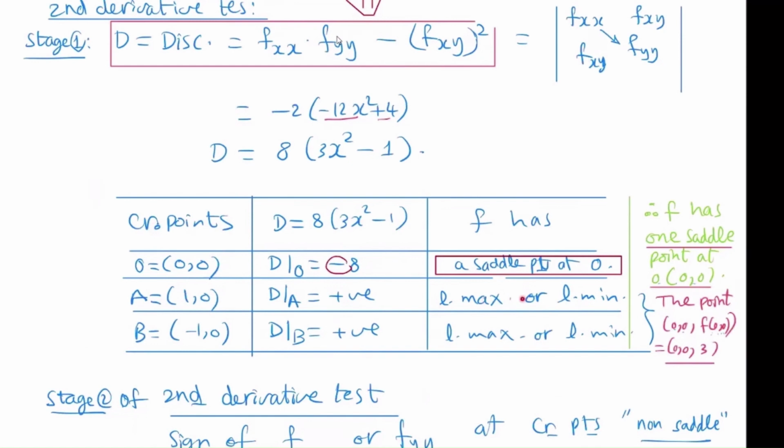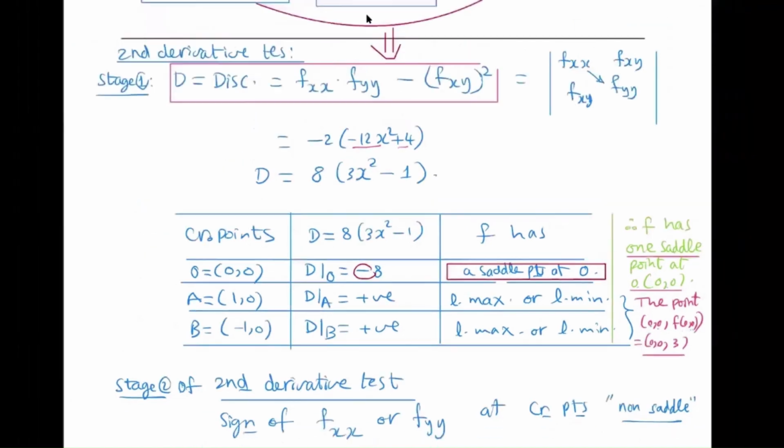Maybe maximum, maybe minimum. Again, the last critical point, B. So substitute with x equal -1, we get the same result as in A, because -1 squared is positive again. Positive, 3 minus 1 is positive, times 8 is positive. So it is a non-saddle point, it is a local maximum or local minimum. Here we finished with the saddle points as well. The surface has only one saddle point, (0, 0, 3).